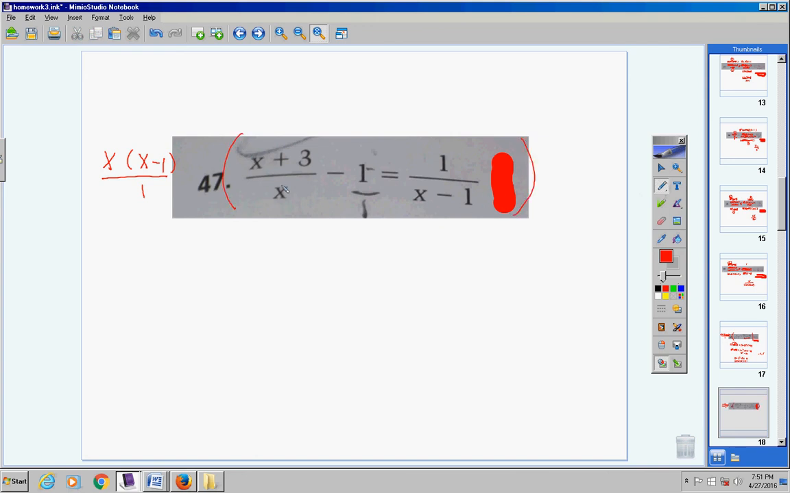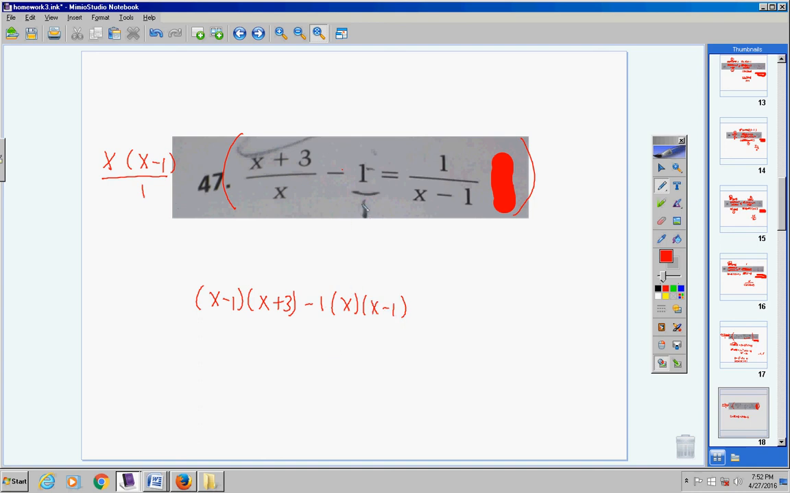Your x would cancel with your x, leaving you with x minus 1 times x plus 3. So x minus 1 times x plus 3. Next, in this fraction, this will cancel with nothing. So basically I have x minus 1 times negative 1. Now this negative sign goes to everything, so please watch how I do this. I have a negative 1 here, times what? x. Times what? x minus 1. Okay? Nothing canceled.